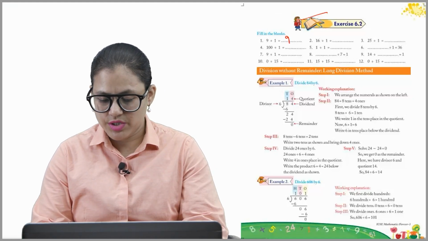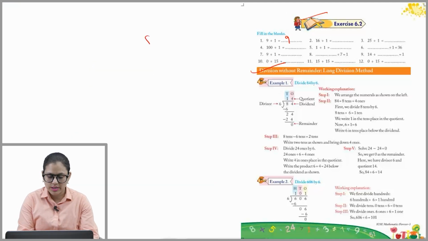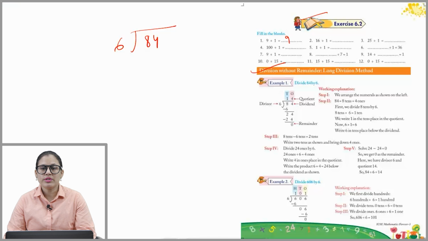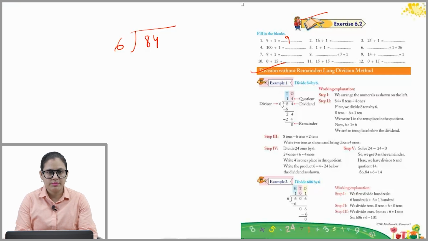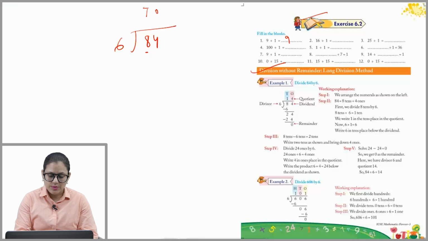Okay. Next, division without remainder, long division method. Example 1: we have to divide 84 by 6. Okay. So step 1, we arrange the numerals as shown on the left. Means this is ones and this is tens. Okay. Means 8 tens plus 4 ones. So first we divide 8 tens by 6. So 6 ones are 6. Okay. 8 minus 6 is 2, and then we'll bring down 4.